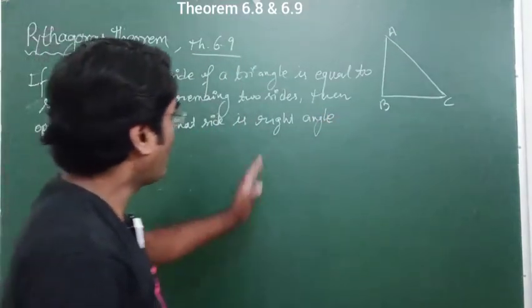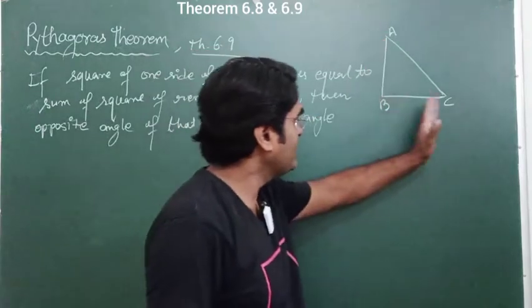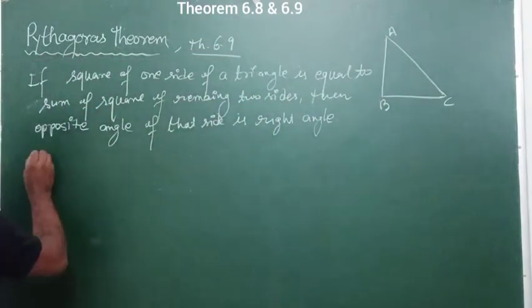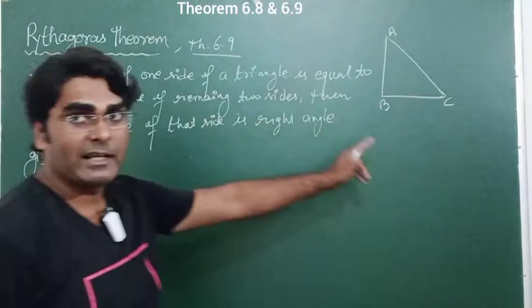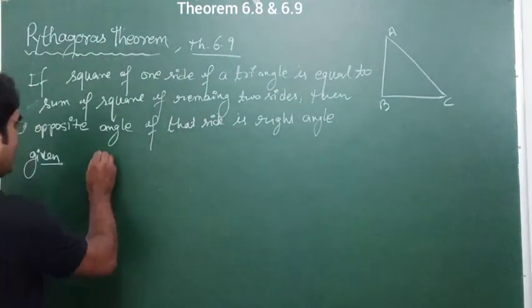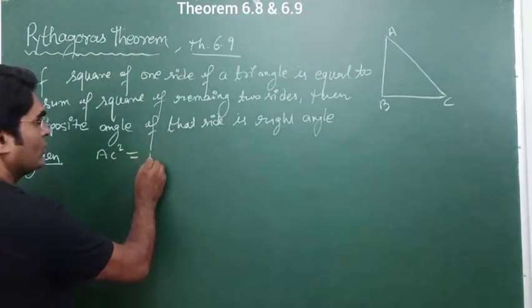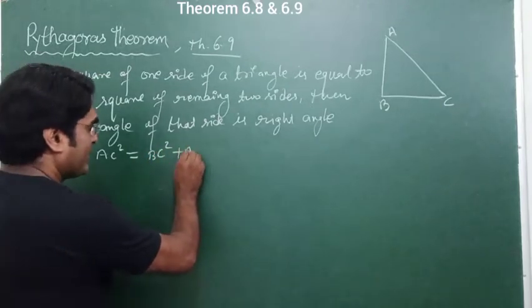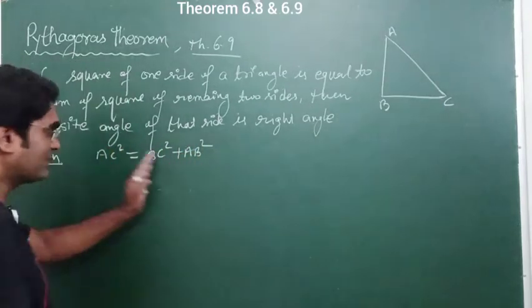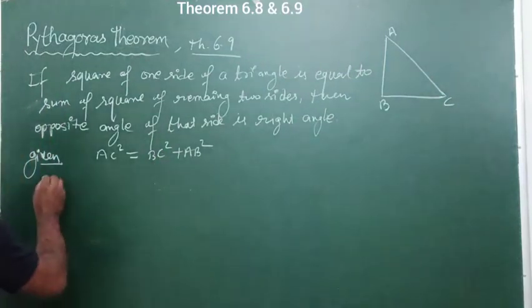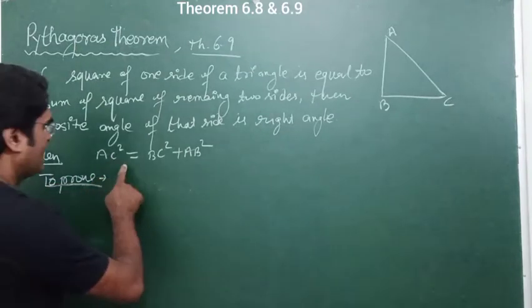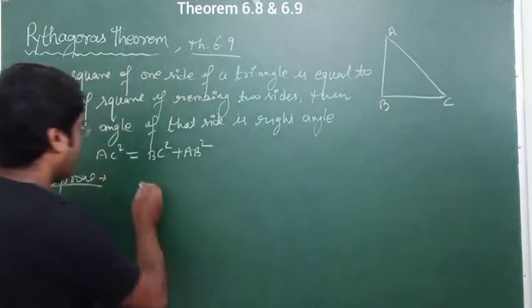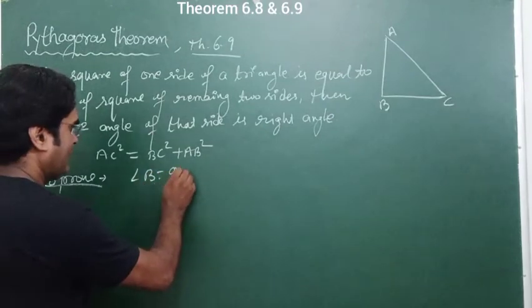Meaning what? This is already given. In a triangle ABC, it is given that, in short, you can write it: in triangle ABC, AC square is equal to BC square plus AB square. This is given. Clear? You need to prove that, according to your theorem, this angle B is 90 degree. Angle B is 90 degree.